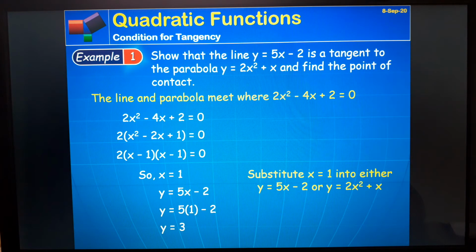5 times 1 minus 2, which is 3. So we've now worked out that when x equals 1, y equals 3. So the point of intersection is 1, 3. And we did that by creating a combined quadratic from the line and the original quadratic being equal to each other, and then solving that combined quadratic. And the point of intersection is 1, 3.